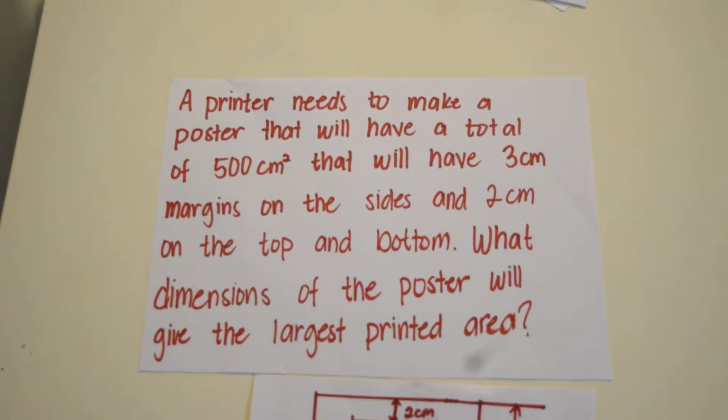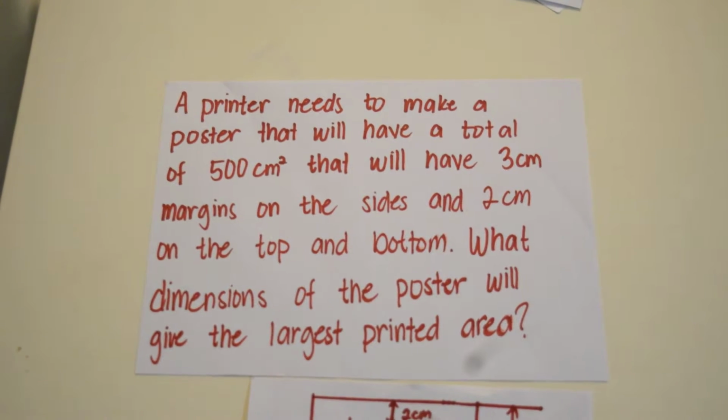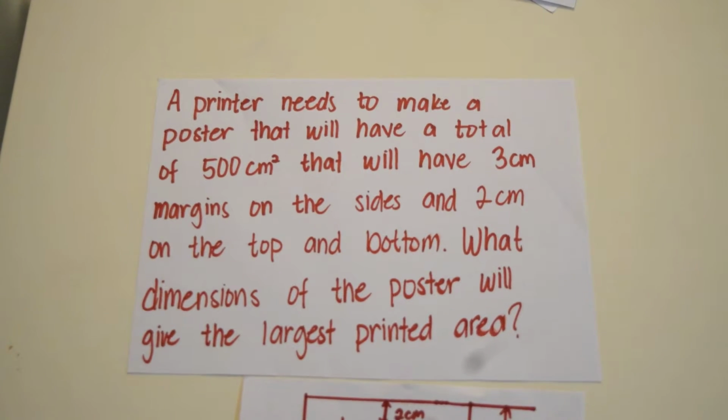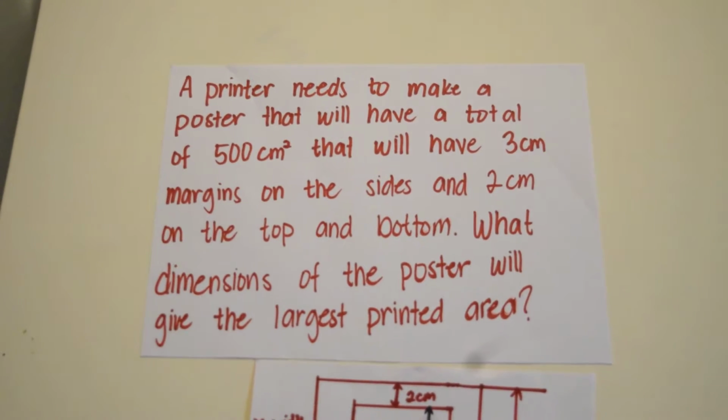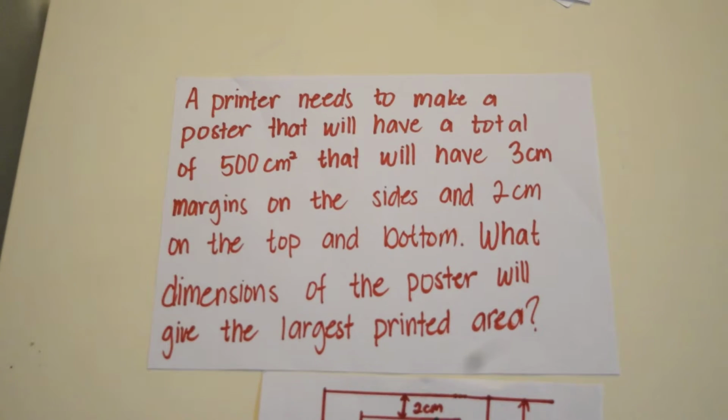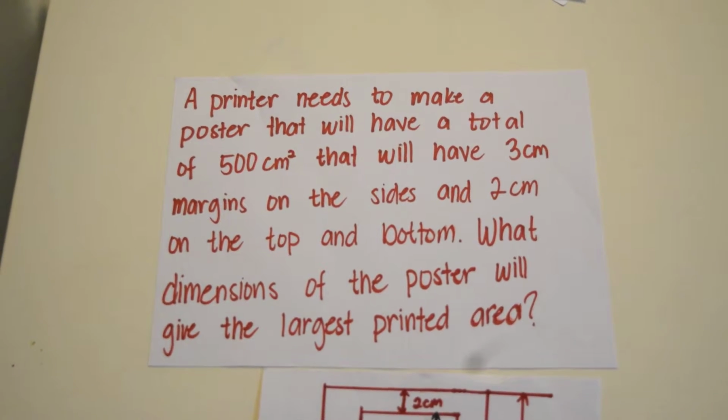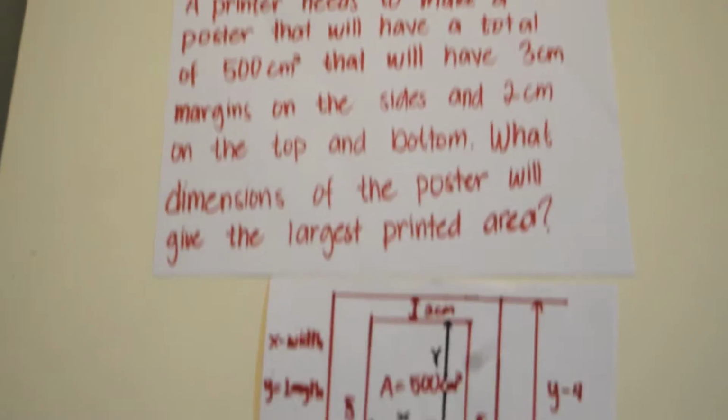A printer needs to make a poster that will have a total area of 500 square centimeters and will have a 3 centimeter margin on the sides and 2 centimeters on the top and bottom. What dimensions of the poster will have the greatest printed area?